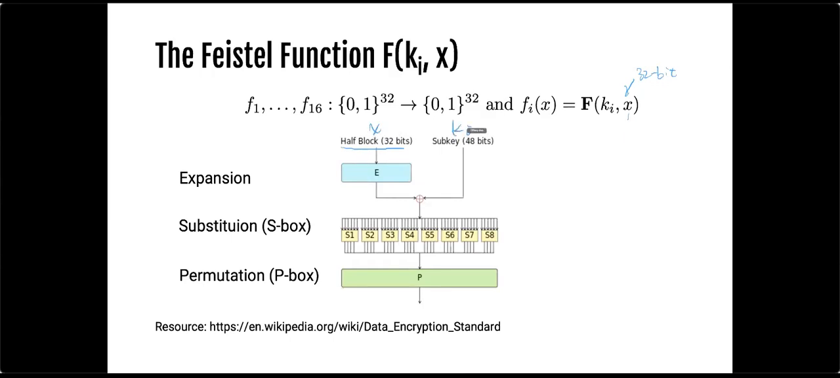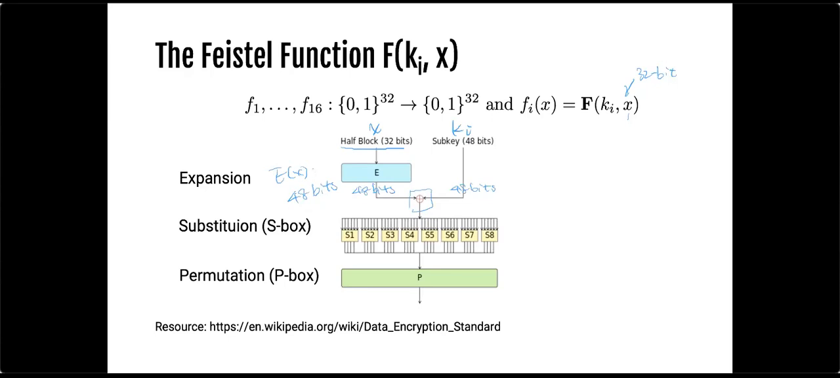which is Ki. And then first we'll do an expansion on the half block, because later on we want to do an XOR. And before we do XOR, we need to make sure that the number of bits for each of the operands here is the same. So we're gonna make sure that after this expansion, E of X also contains 48 bits. And then the subkey also has 48 bits. So here is 48 bits, and here is also 48 bits. And that will enable us to do XOR, exclusive OR.